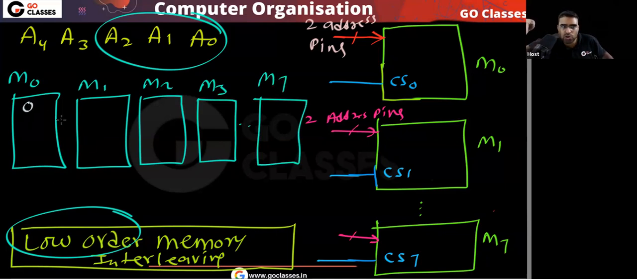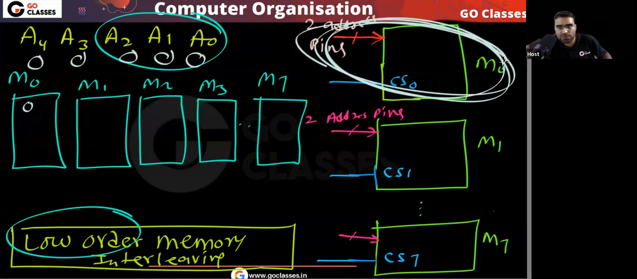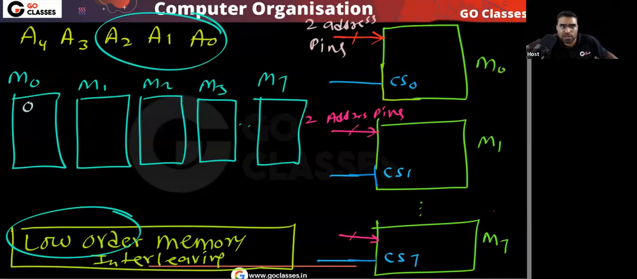See, for address 0, M0 will be activated. When the CPU generates address 0, meaning all 0, 0, 0, 0, 0, 0, then this memory chip will be activated and it will be accessed. So remember, in M0, address 0 is available. Okay, next address is available in which memory chip? Tell me. In which memory chip will the next address be available?